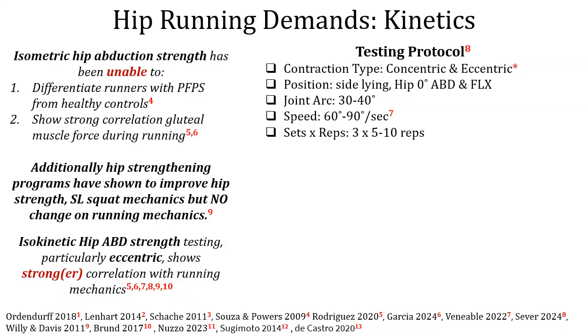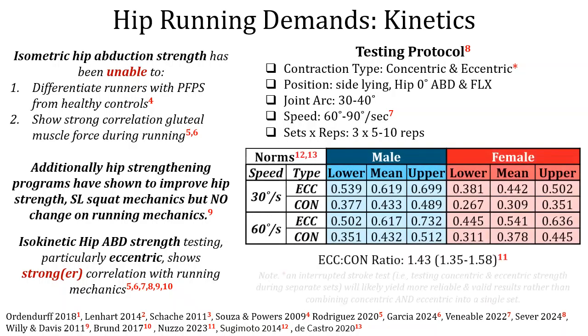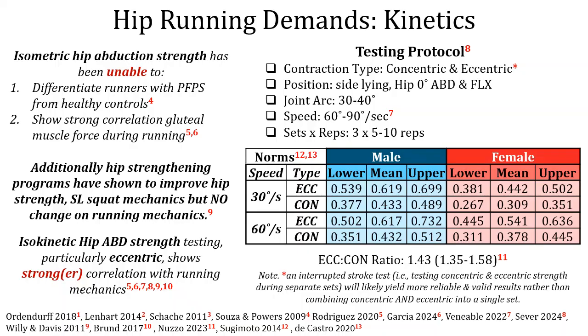The joint arc here is going to be 30 to 40 degrees. Speeds are going to be 60 to 90 degrees per second. And the sets and reps are going to be between 5 and 10 with 3 reps. And the eccentric and concentric are shown respectively. So you can see the mean values. So they should be around, for 30 degrees per second up to 60 degrees per second, around the same, honestly.